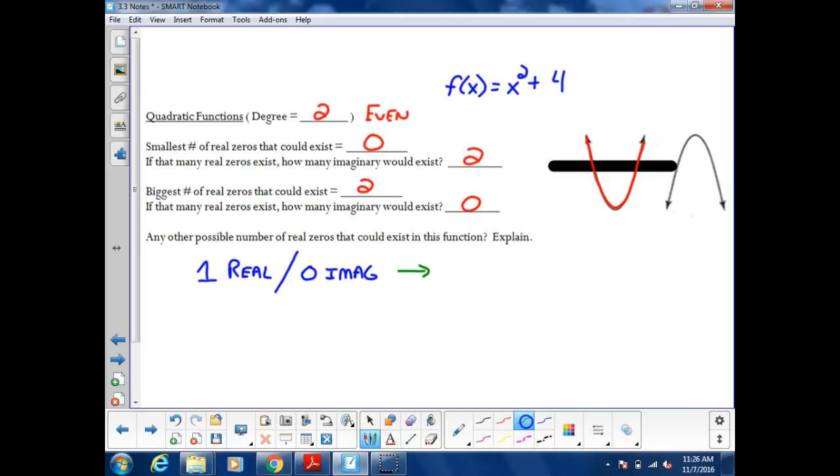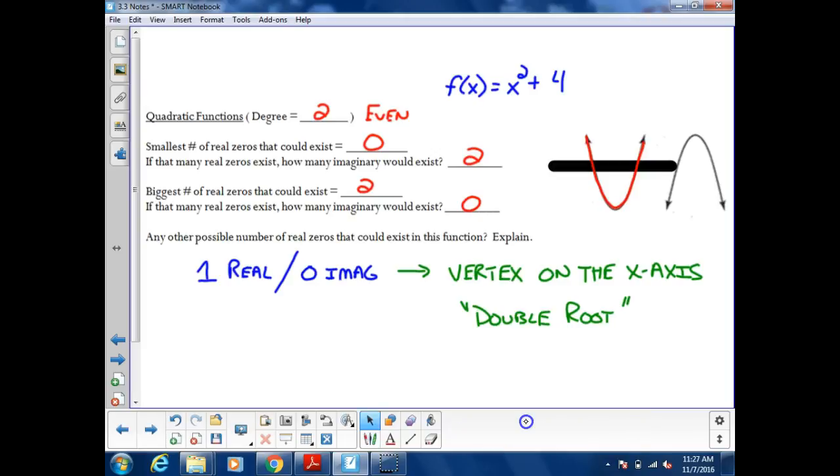Which point? The vertex is on the x-axis. Does anybody remember what we call it when the vertex is on the x-axis? The double root. Yep. So that one is a double. So we can have 1 real and 0 imaginary, but that 1 real counts as 2, so I still have my 2 zeros. With me? Continue on with cubics and quartics and quintics and all that fun stuff.